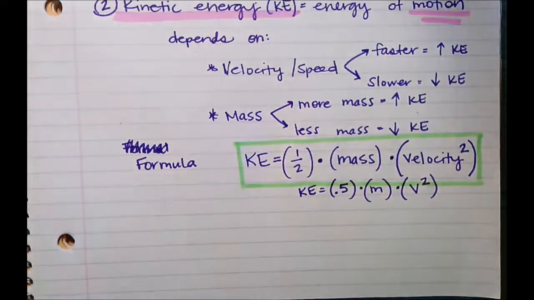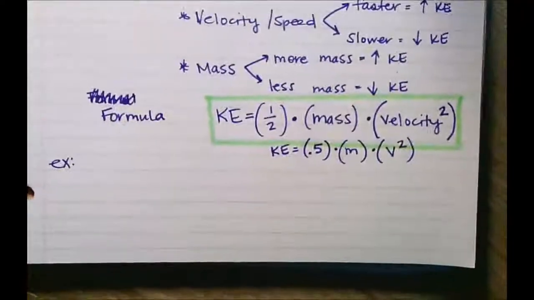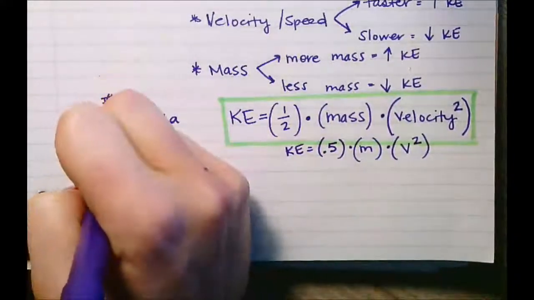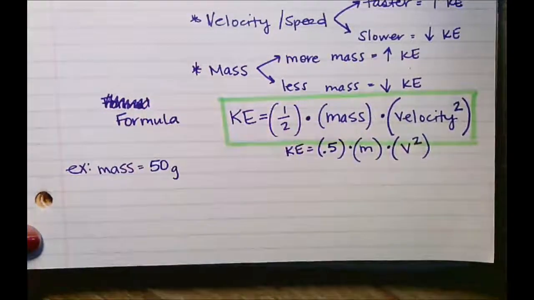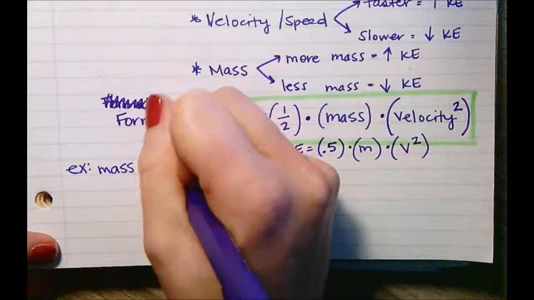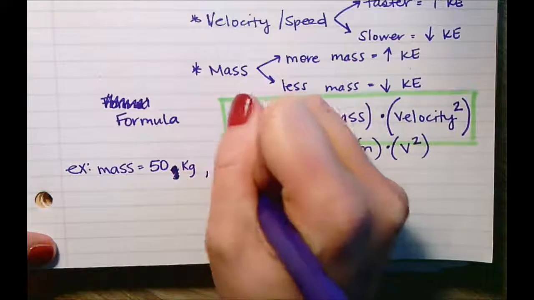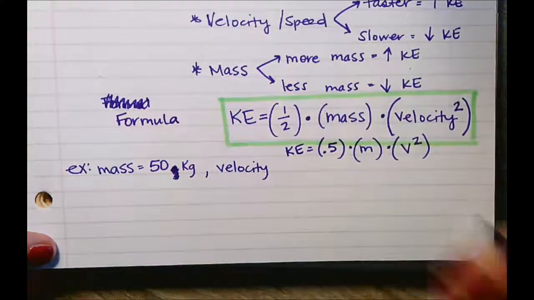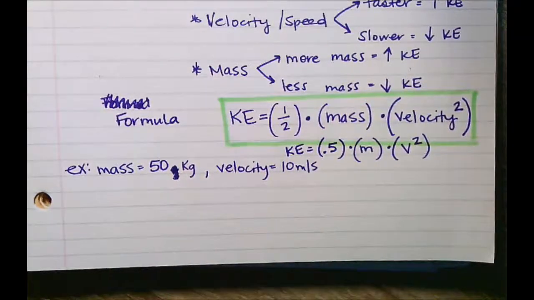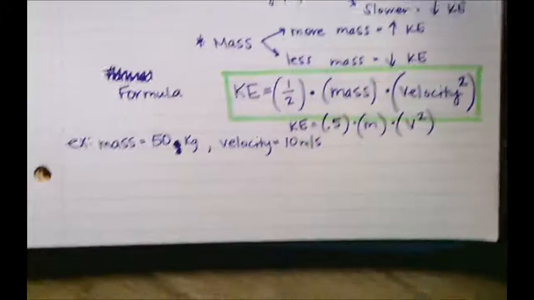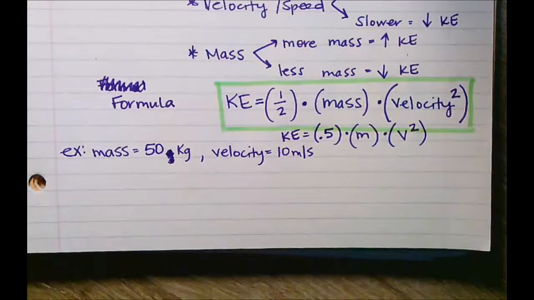I'm going to give you just one example to show you how you would calculate this. If I have an object that has a mass of 50 kilograms and a velocity of 10 meters per second, I'm using these scientific units because that's what we would use in our science class. So let's go ahead and go through this.